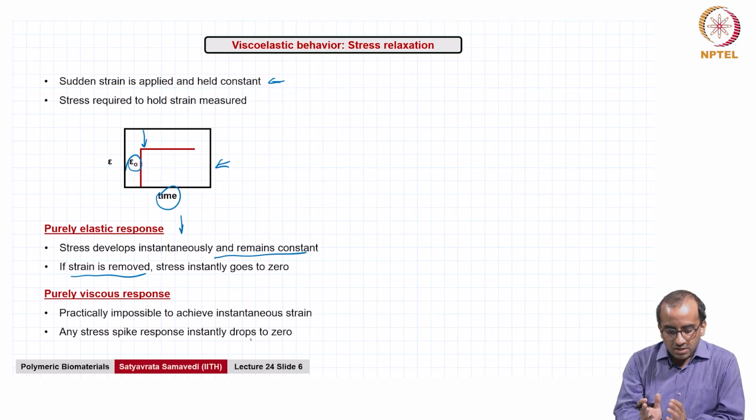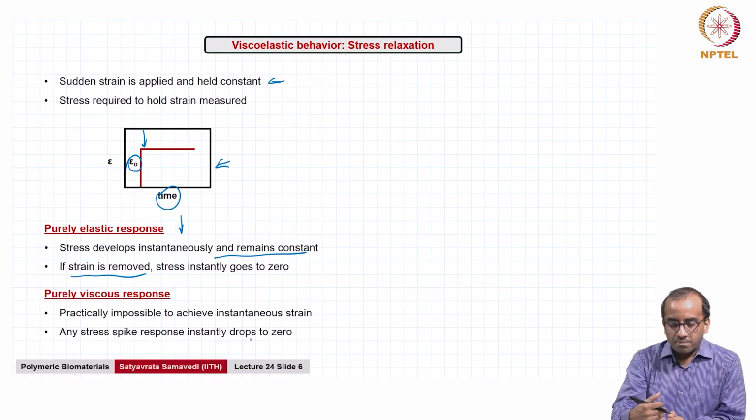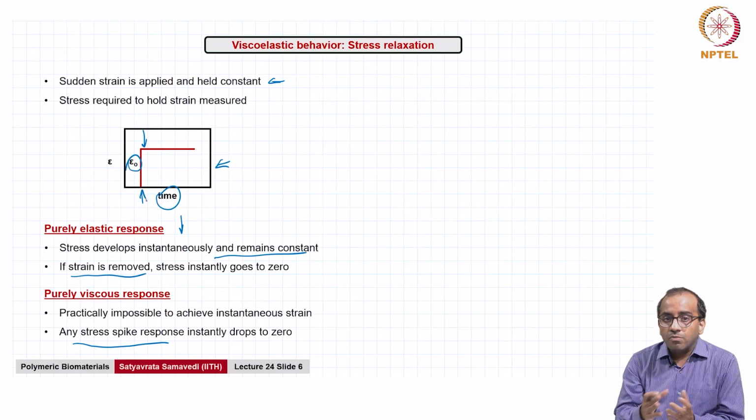In fact, in purely viscous, you can't even achieve instantaneous strain, because remember, in a purely viscous system, once you have applied a strain, what matters is that stress is proportional to the strain rate, right. And because in a stress relaxation experiment, strain is not changing with time, any stress that is instantly developed, any stress spike response seen in response to this sudden deformation, is going to instantly drop to 0 because of instant dissipation, right. That is not going to persist at all. So, that is the purely viscous response.